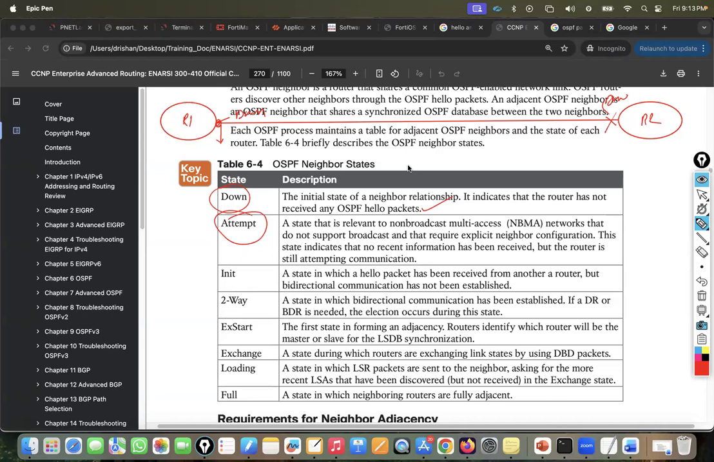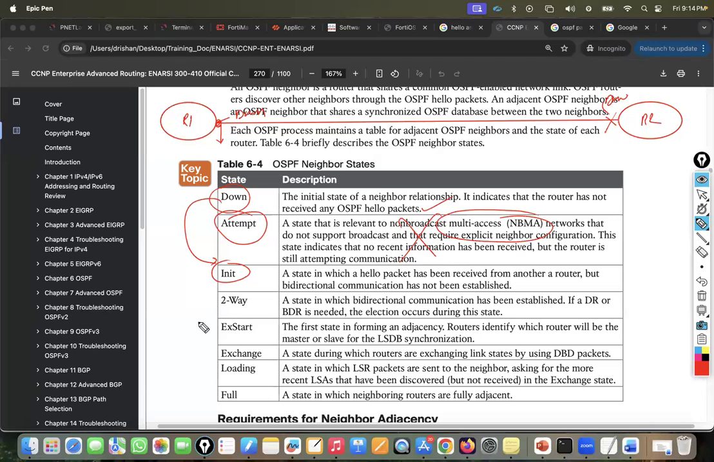But the moment you enable OSPF, they will initiate the attempt, which basically means the init state. Attempt is used for NBMA networks, which is not relevant as of now. So initially it goes directly from down to init state, because nowadays we use point-to-point networks, broadcast networks and point-to-multipoint networks, not NBMA networks. So this is how it happens: down, attempt and init state.